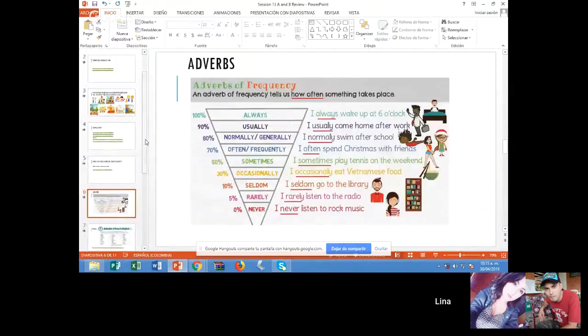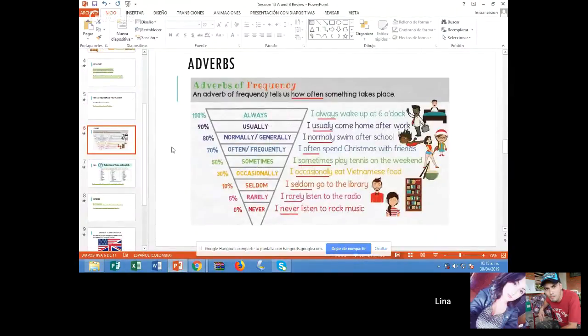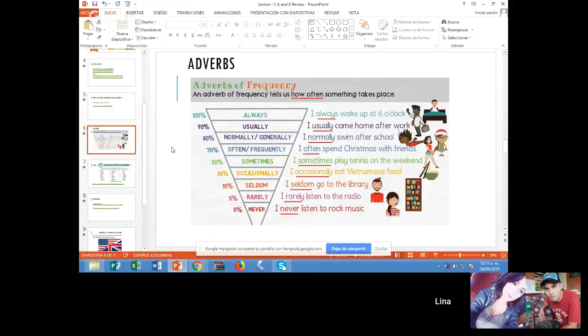Now I have the other topic for you, which is adverbs. So the adverb is a word or phrase that modifies the meaning of the adjective or verb, expressing manner, place, time, or degree. So we can see here the adverbs of frequency. These adverbs of frequency tell us how often something takes place.